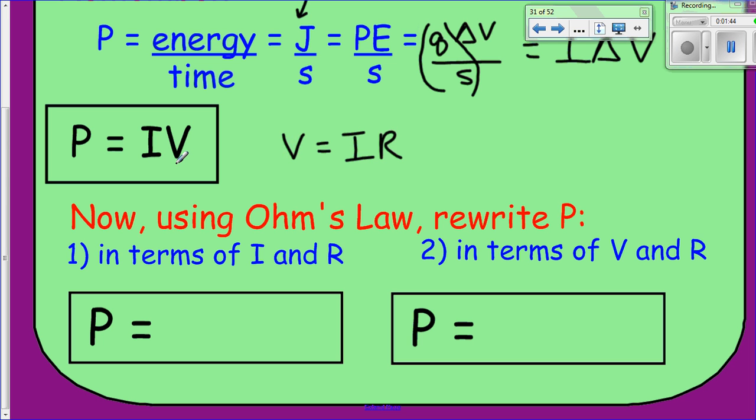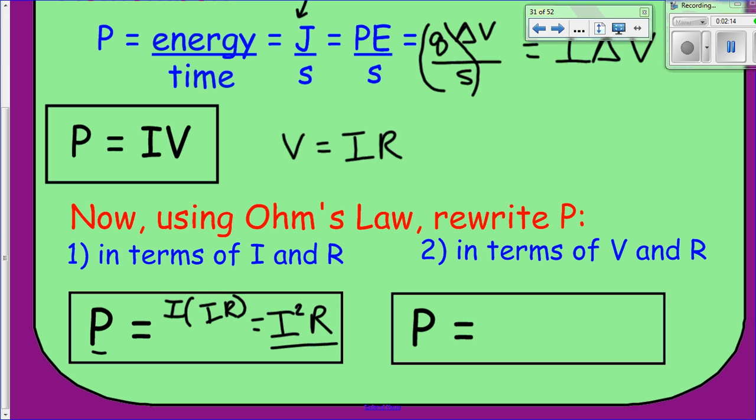Okay, remember, voltage is the same thing as current times resistance. And so for this first one, we end up getting power is equal to the current, which is right here. And instead of writing voltage, I'm going to write what voltage is equal to, which is I times R, according to Ohm's law. If I simplify that, that gets me I squared times R. So power can be calculated by doing I squared times R.